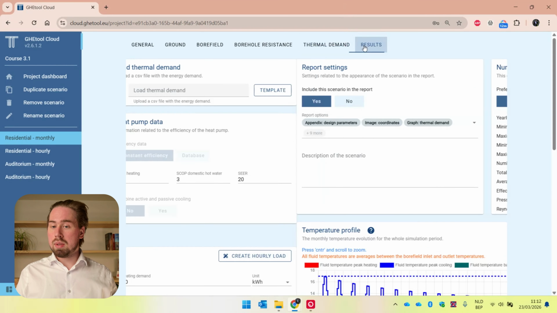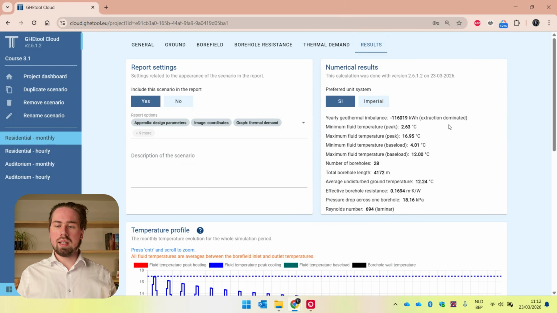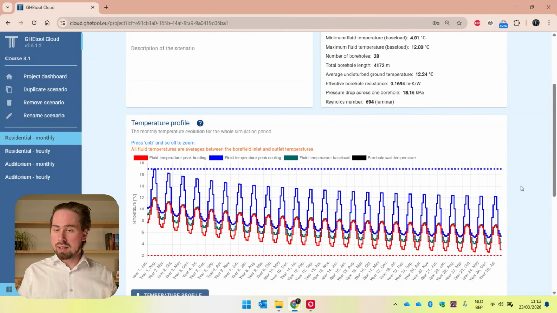So if we simulate this, we see here our numerical results. As you can see, our minimum temperature is quite above our 2 degrees limit, but we are close to our maximum temperature threshold of 17 degrees for passive cooling. So if you look at this temperature profile, one would say, okay, we have a significant imbalance due to the heating and domestic hot water demand. But actually this borefield is designed here in this first year for the passive cooling.